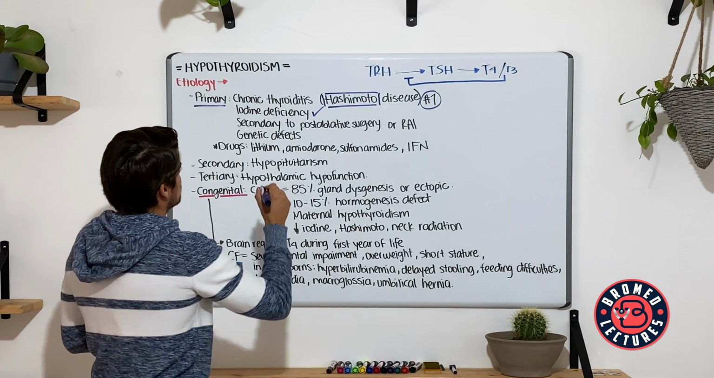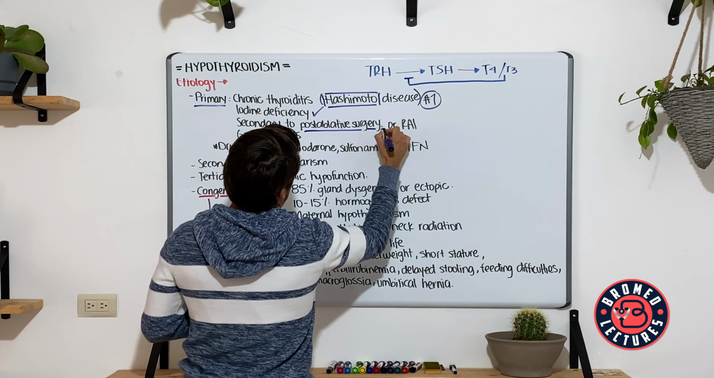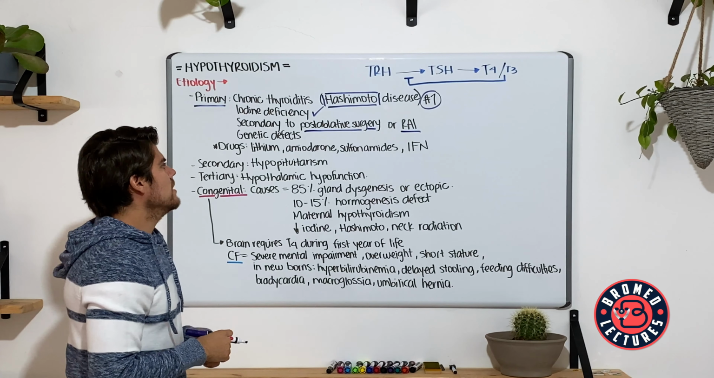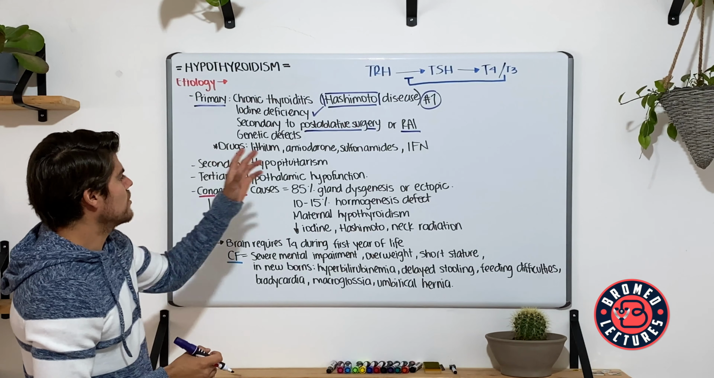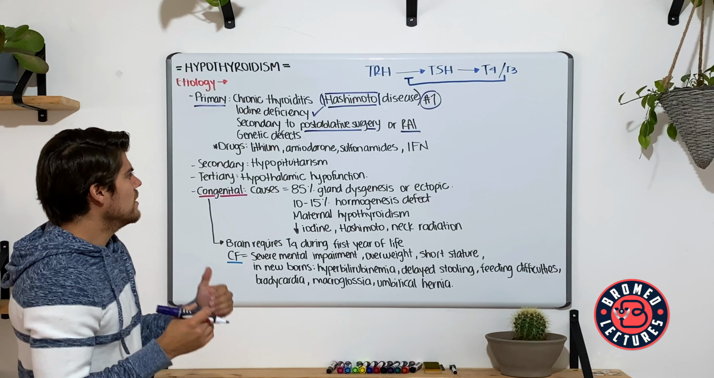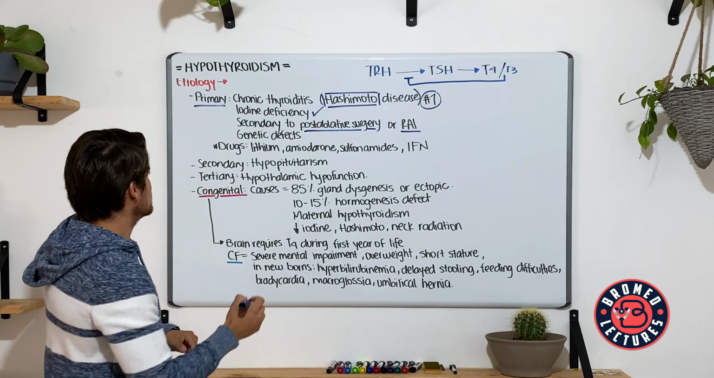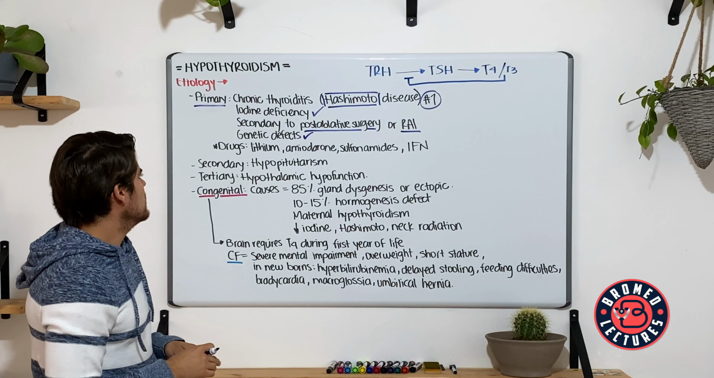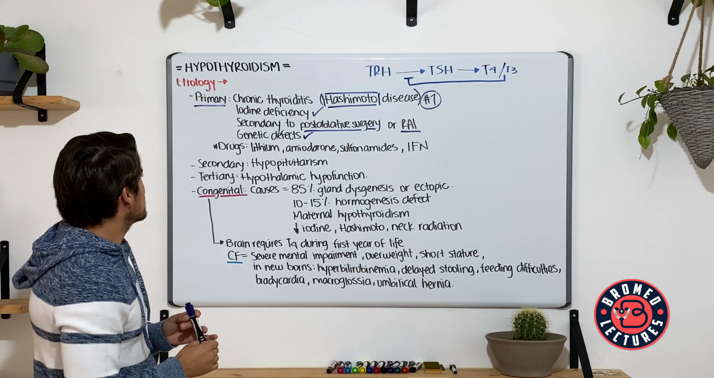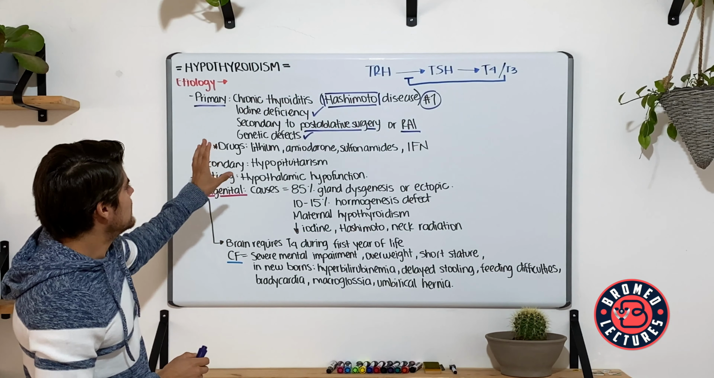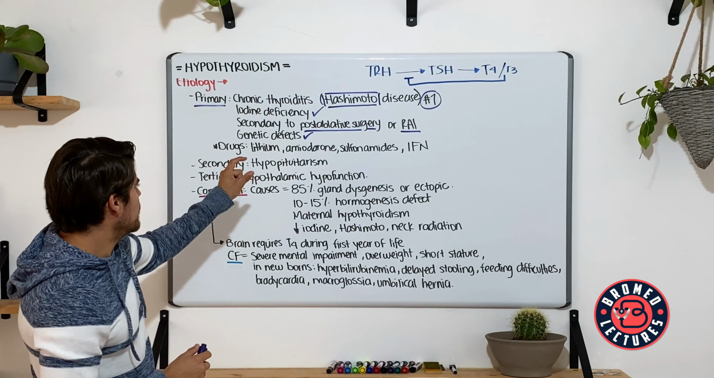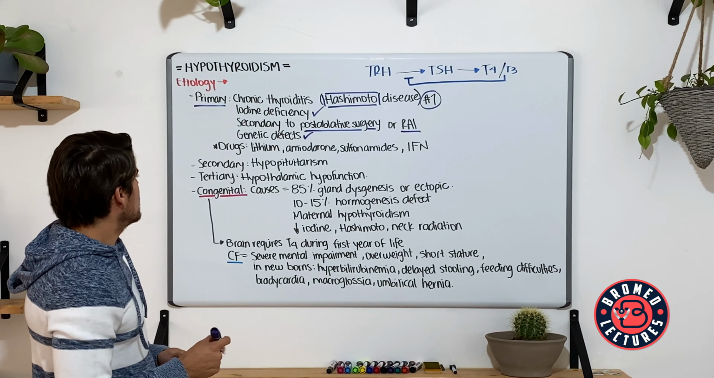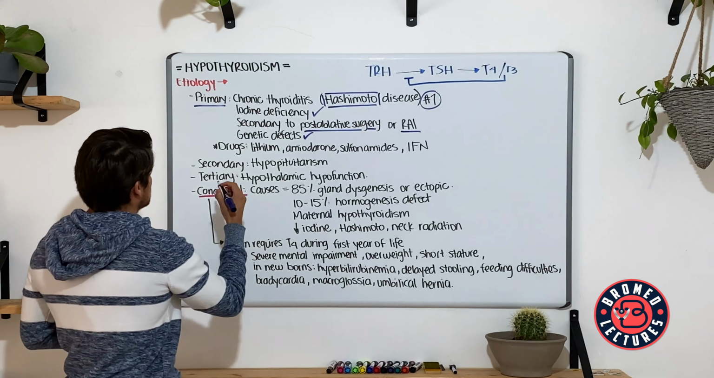Secondary, usually due to post-ablative surgery or radioactive iodine. This is usually in the patient that has a hyperthyroid state or a cancer in the thyroid gland. They remove the gland. Now these patients are dependent on levothyroxine. Genetic defects are seen in the patient that has congenital hypothyroidism. And these patients usually have defects in the formation of thyroid hormones, or they have a peripheral non-response to these hormones.